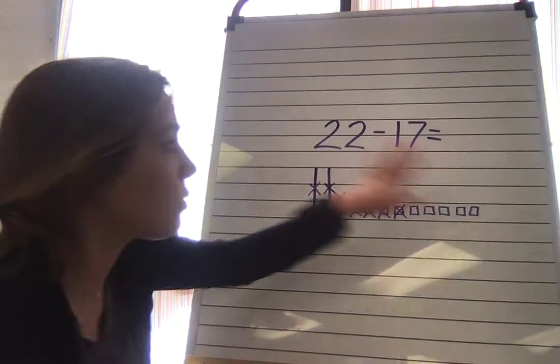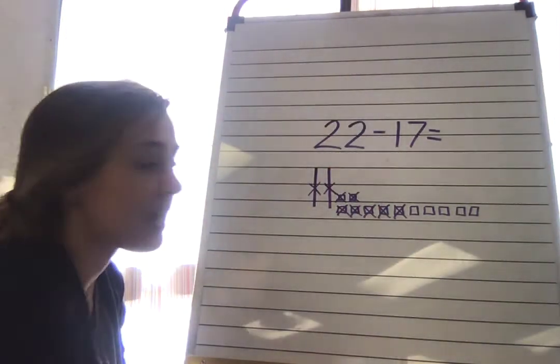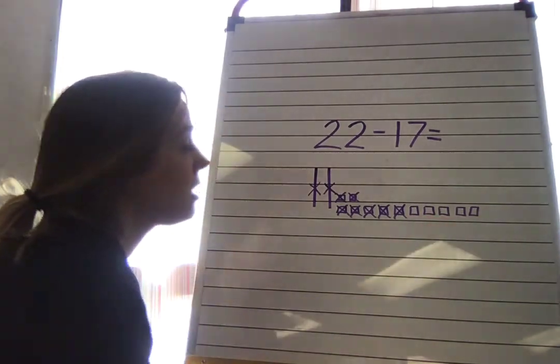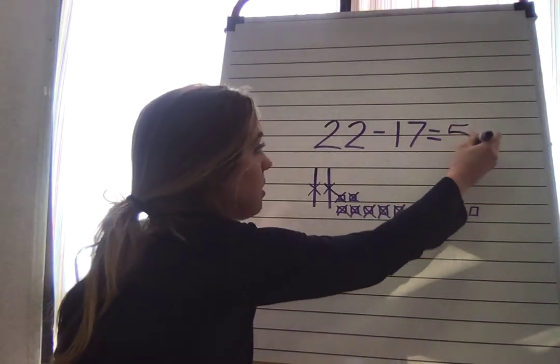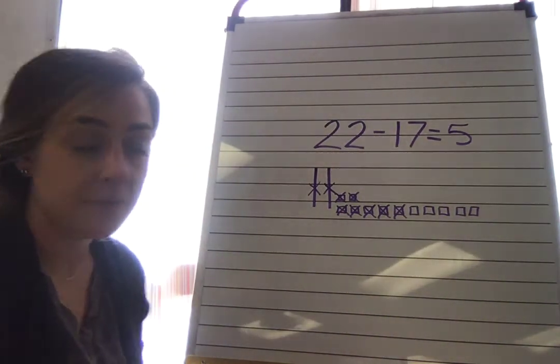All right, so I had 22. I've taken away 17, and I'm going to count what's left. 1, 2, 3, 4, 5. So my answer to 22 minus 17 equals 5.